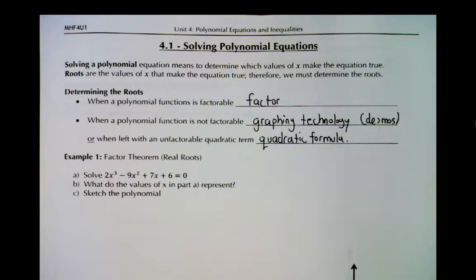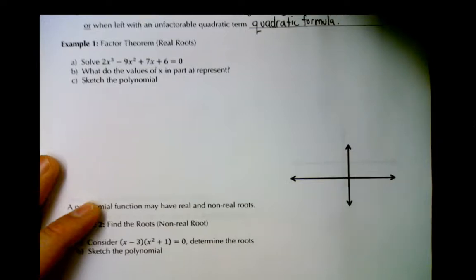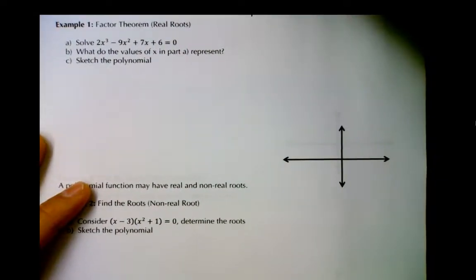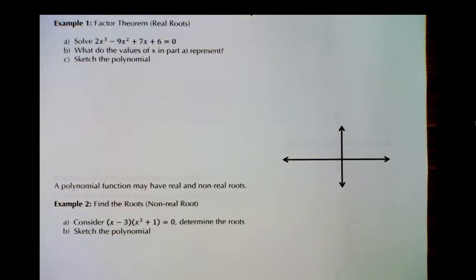So we're going to look at 4 different examples that pretty much cover the 4 scenarios that we might encounter when solving a polynomial equation. Our first example is a factorable degree 3 polynomial. So that means we're going to have real roots that we can find by factoring.